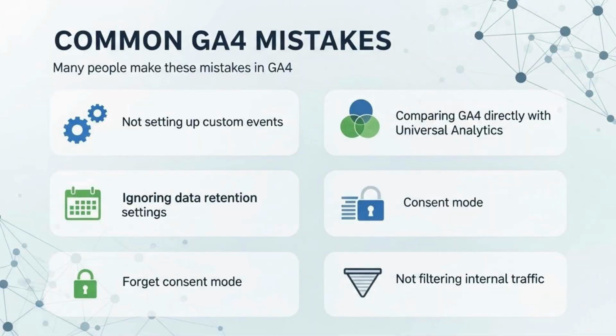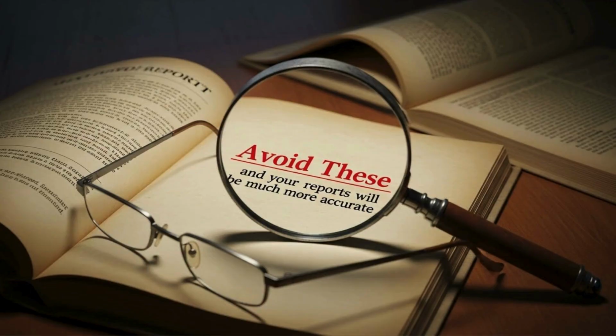Common GA4 mistakes. Many people make these mistakes in GA4. Not setting up custom events. Comparing GA4 directly with Universal Analytics. Ignoring data retention settings. Forgetting consent mode. Not filtering internal traffic. Avoid these, and your reports will be much more accurate.